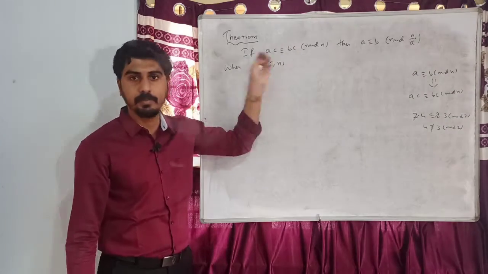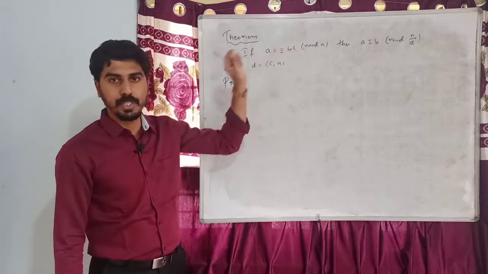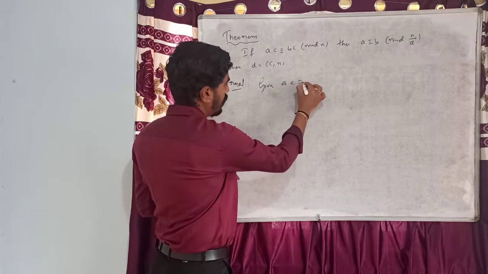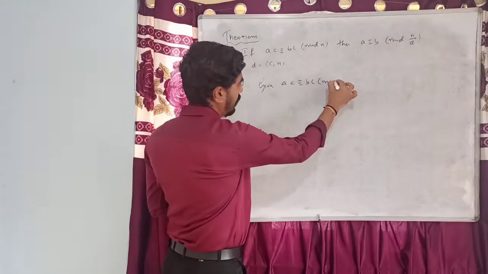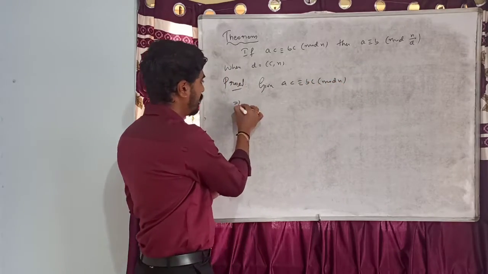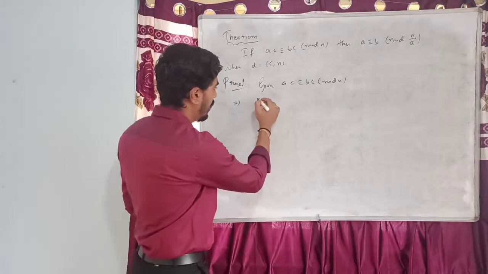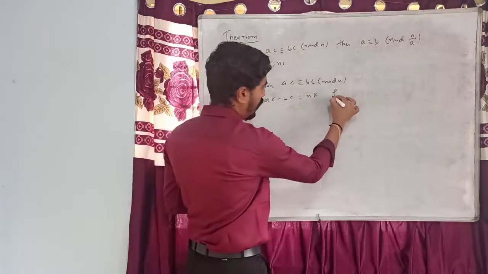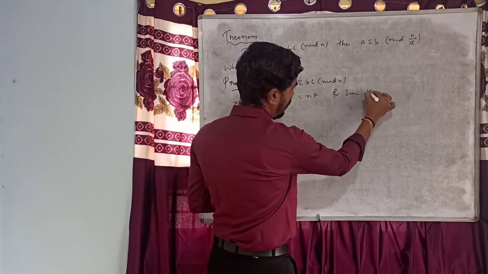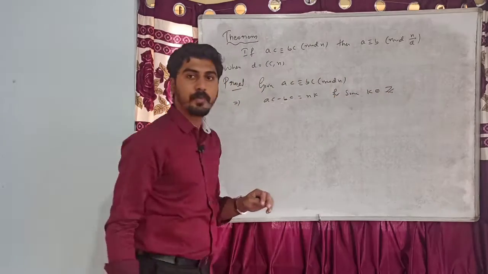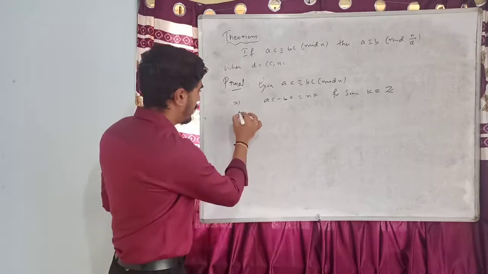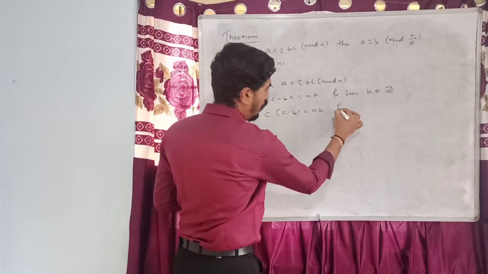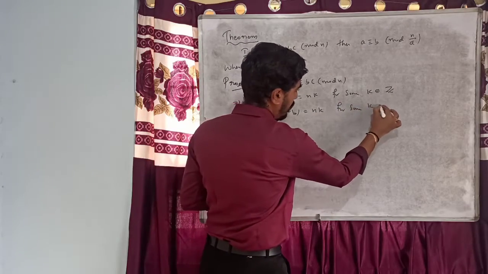Now let us prove this theorem. First, given that AC is congruent to BC modulo n, by the definition of congruence, AC minus BC is equal to nk for some k belongs to Z. This can be rewritten as C into A minus B is equal to nk for some k belongs to Z.